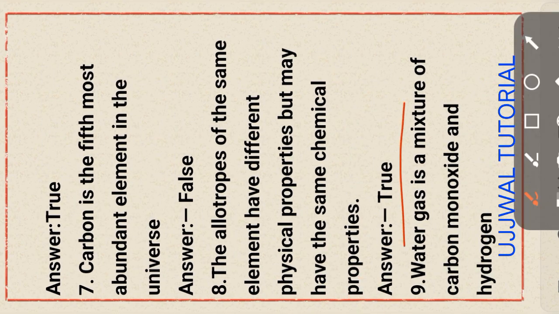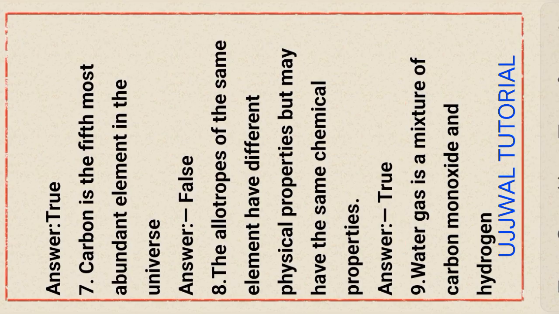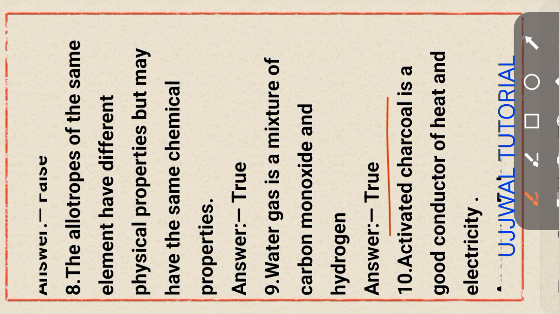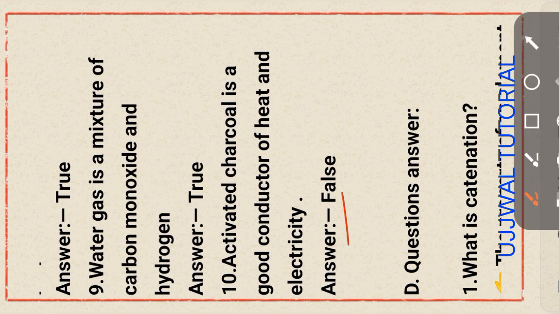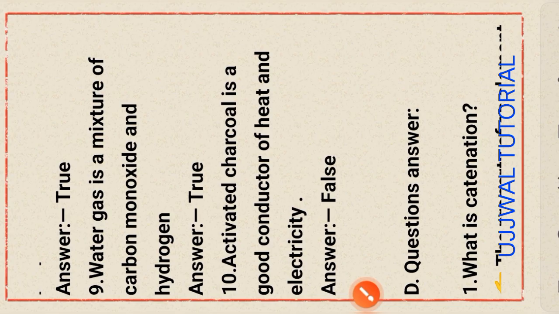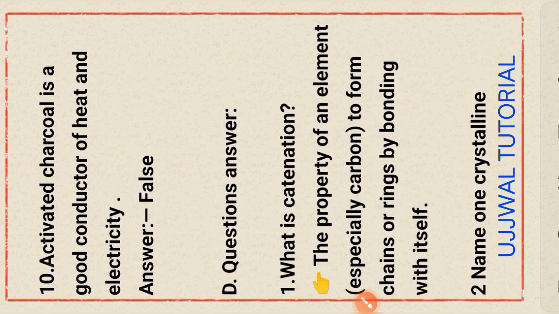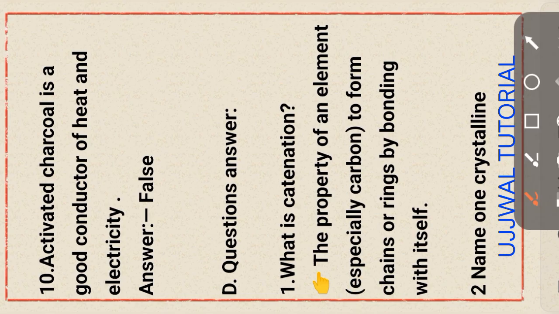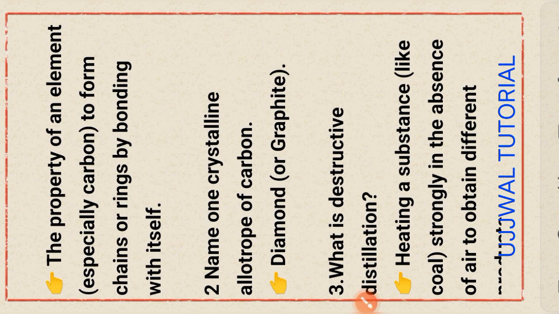This statement is true. Water gas is a mixture of carbon monoxide and hydrogen. Okay, this statement is true. Activated charcoal is a good conductor of heat and electricity. This statement is false. Okay, next type, the question answers. What is catenation? The property of an element, that is carbon, to form chains or rings by bonding with itself. Okay, name one crystalline allotrope of carbon: diamond or graphite.